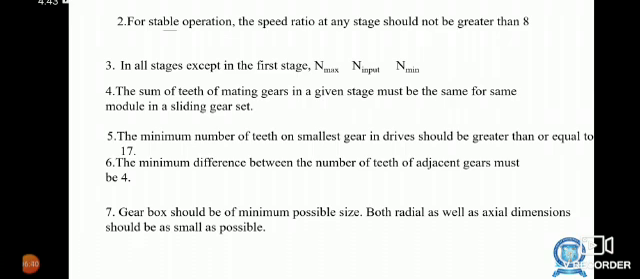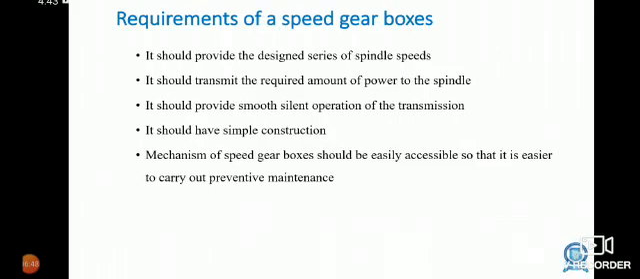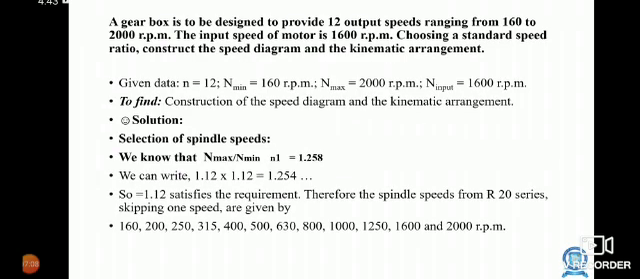The gearbox should be of minimum possible size. Both radial as well as axial dimensions should be as small as possible. Requirements of a speed gearbox: It should provide the designed series of spindle speeds. It should transmit the required amount of power to the spindle. It should provide smooth, silent operation of the transmission. It should have simple construction. The mechanism of the speed gearbox should be easily accessible so that it is easier to carry out preventive maintenance.